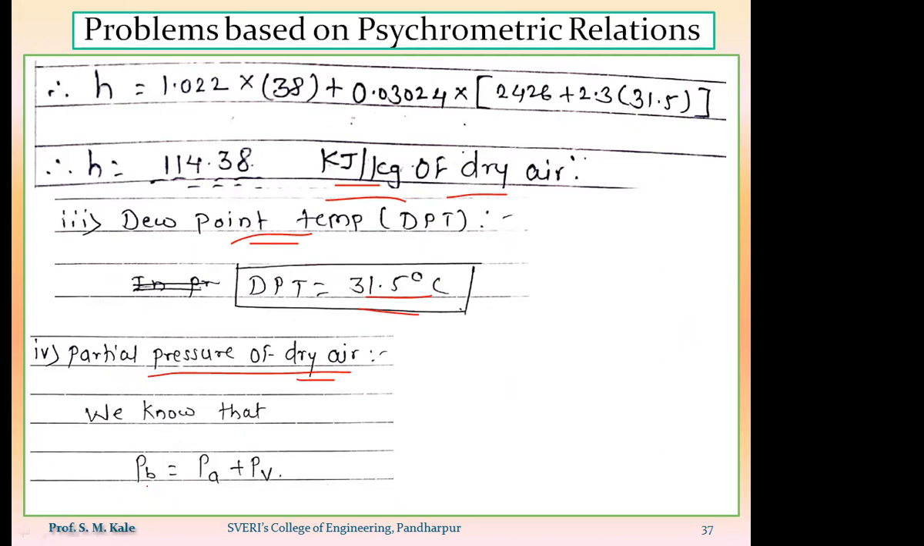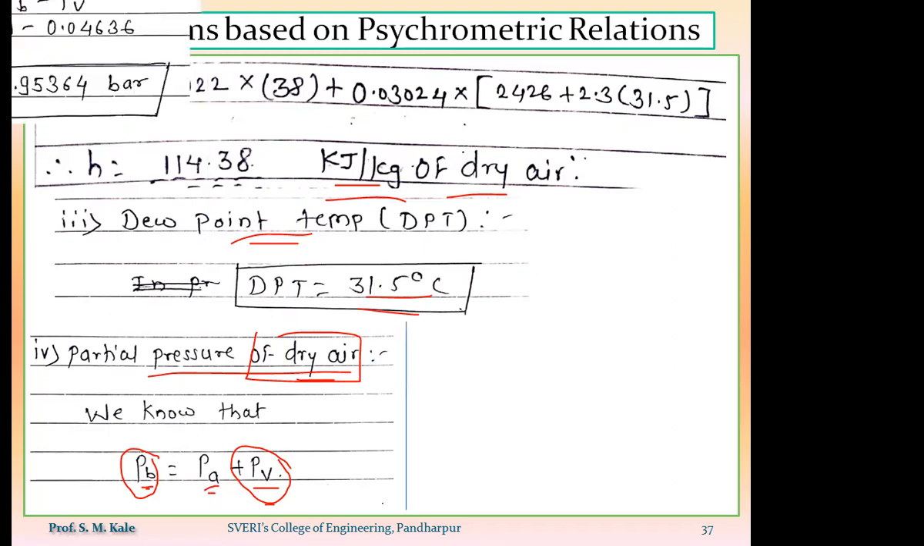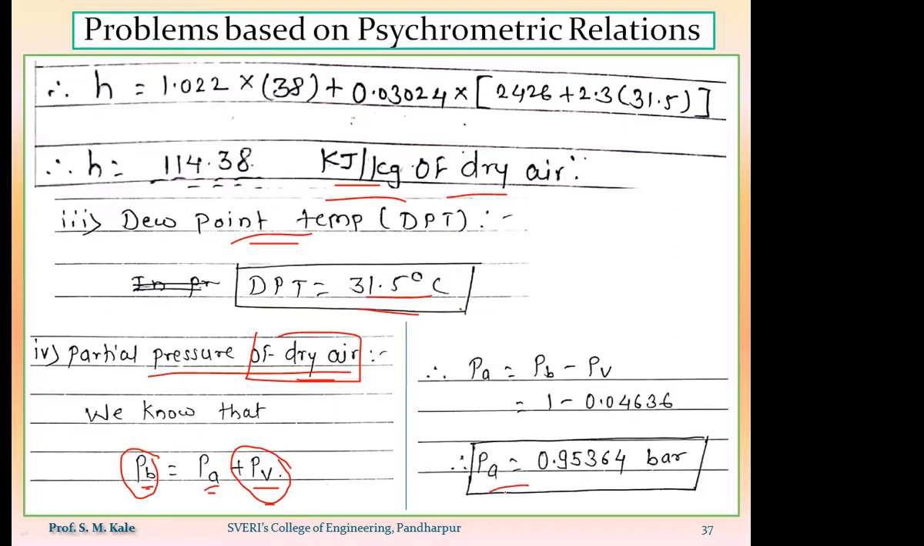आता ह्या ठिकाणी barometric pressure माहित आहे. Barometric pressure is nothing but it is the summation of PA plus PV. त्यापैकी barometric pressure ची व्हॅल्यू माहित आहे मला, PV ची व्हॅल्यू माहित आहे मला. पार्शियल प्रेशर ऑफ ड्राय एअर ची व्हॅल्यू कॅल्क्युलेट करायची. तर PB ची व्हॅल्यू पुटअप करा, PV ची व्हॅल्यू पुटअप करा, या ठिकाणी मला PA ची व्हॅल्यू मिळेल. सो दिस इज द व्हॅल्यू ऑफ PA.